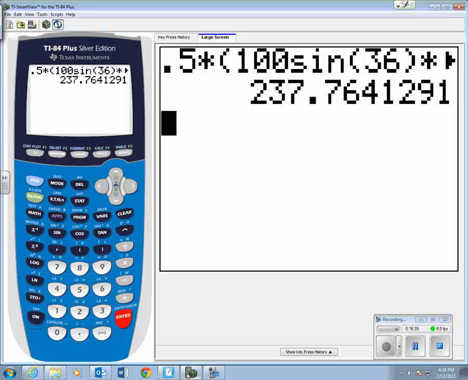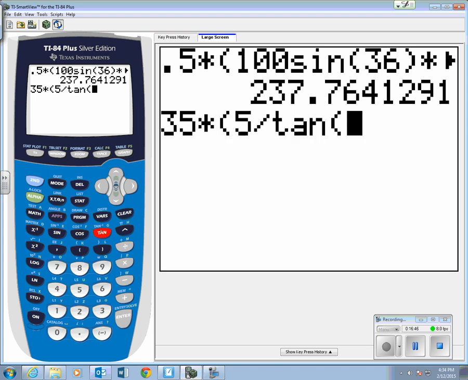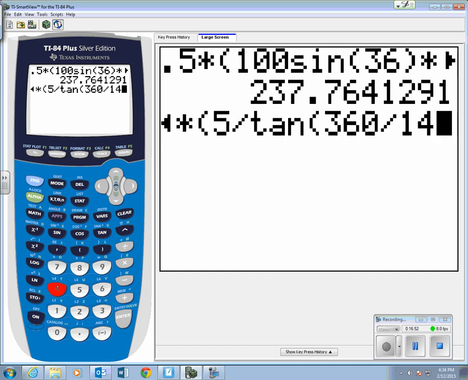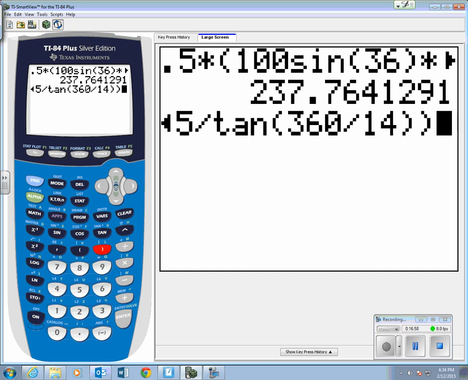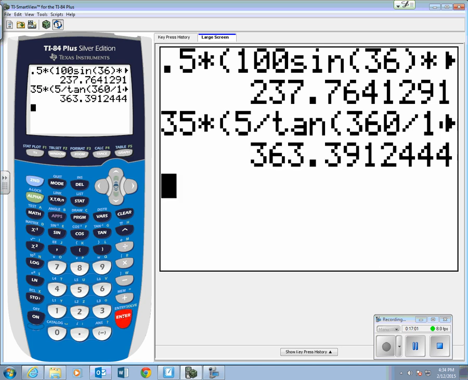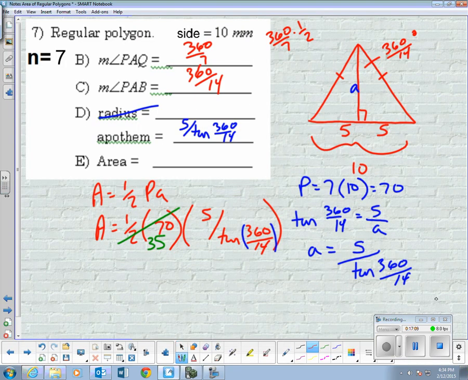Now I say, let's do the calculator. So now we have 35 times parentheses 5 divided by the tangent of 360 divided by 14. I got to close that for that angle, and I got to close that to have that 5 divided by the tangent of 360 over 14. Once I have that and I hit enter, I have my answer. So 363.3912. And of course, millimeters squared.